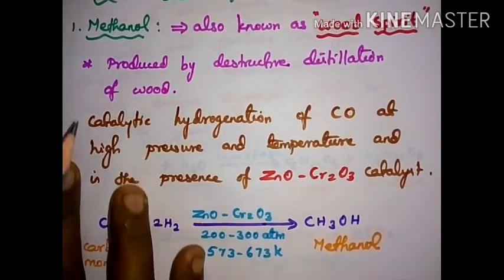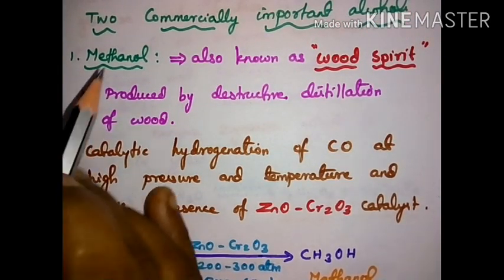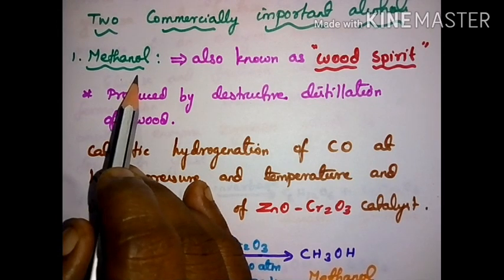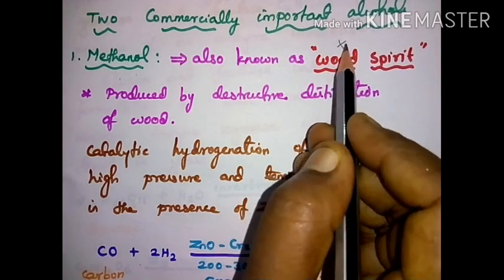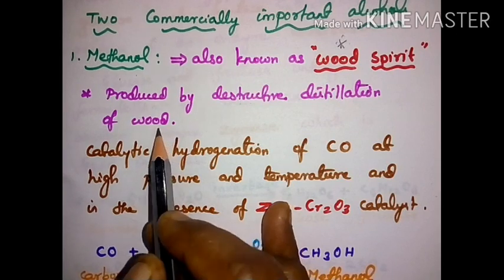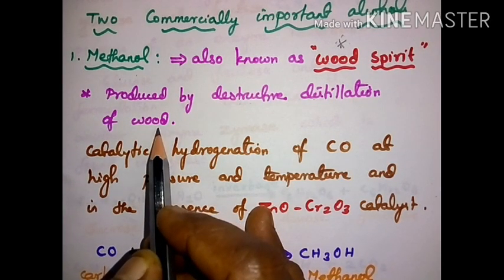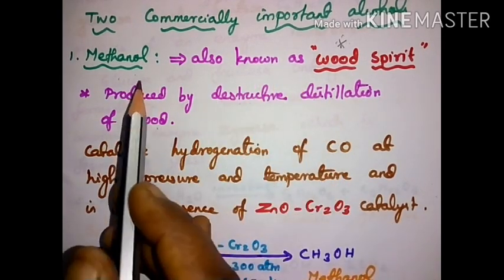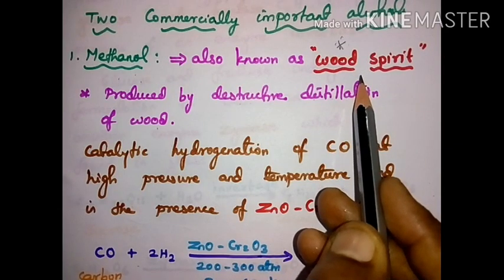Commercially important alcohols. First one is methanol. Methanol, we know. What is the formula? CH3OH. It is also called wood spirit, because it is obtained by the destructive distillation of wood. Wood on destructive distillation gives methanol, so it is called wood spirit.